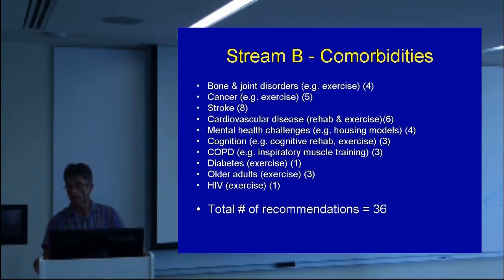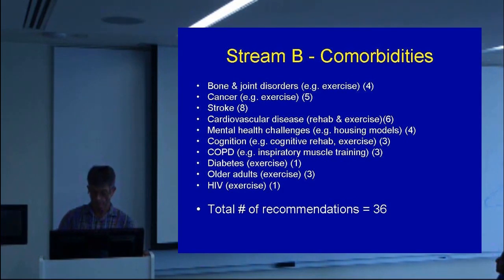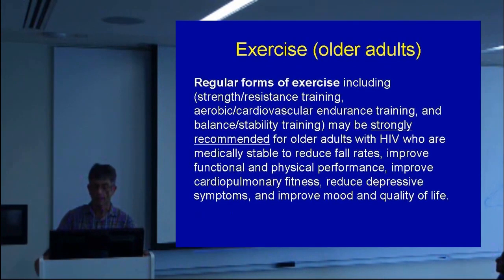Stream B, we got a lot more recommendations, 36 of them, and you can see again they were scattered throughout the different comorbidities, a lot of them in the stroke and cardiovascular area. A lot of the recommendations were around exercise as well. An example of one of the recommendations that came out of this process was for exercise, and this is based on exercise for older adults.